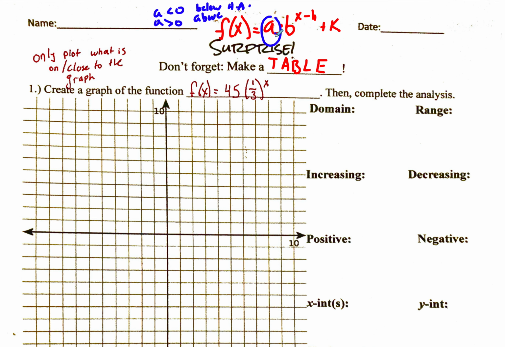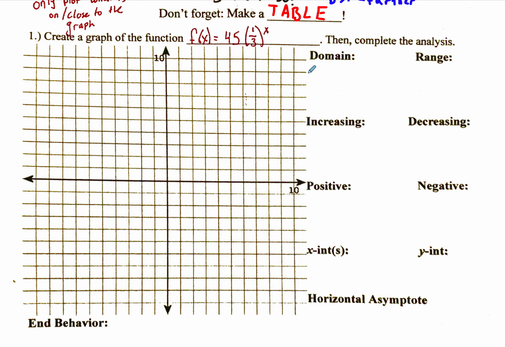Furthermore, remember the b value tells you whether you're getting further from 0 or closer to 0. When b is greater than 0 but less than 1, you're getting closer to 0. But when b is greater than 1, you're getting farther from 0. So let's take a look at what that looks like here.